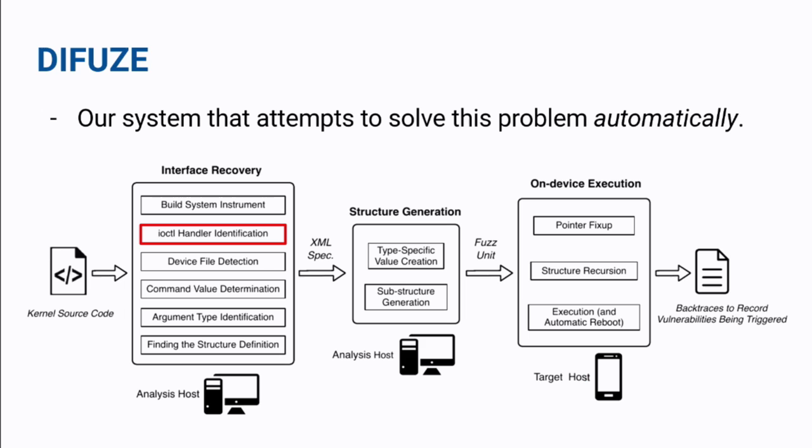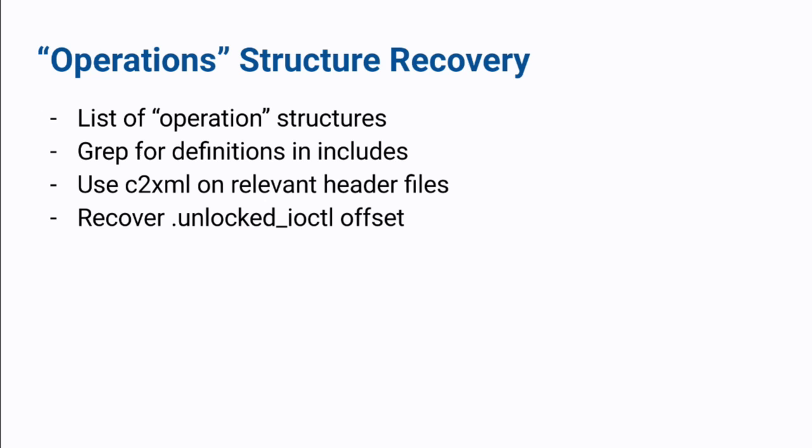So now we have our bitcode. Next, we want to find all these ioctl handlers, because those are the functions we're interested in. Before we can find the handlers themselves, we have to find the definitions of all these operation structures. The one I talked about earlier was the file operation structure. Turns out there's more than that: there's watchdog operations, alarm operations, etc. There's a whole bunch of them. We have a list of these. This part's kind of ghetto, but we just grep for the definitions of these structures in the includes.